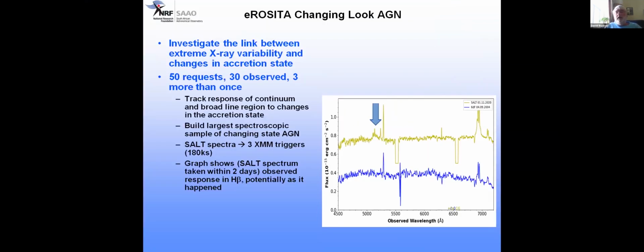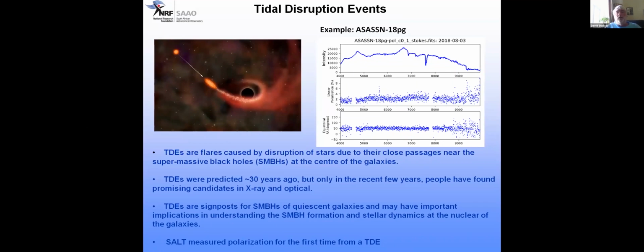eROSITA has also been looking at how X-ray variability changes and the accretion state changes in so-called changing look galaxies, changing look AGN, I should say. And so we've observed now 30 such systems which show variations between one epoch and another, some taken with SALT, some with other instruments, showing that changing look is actually far more ubiquitous than maybe previously thought.